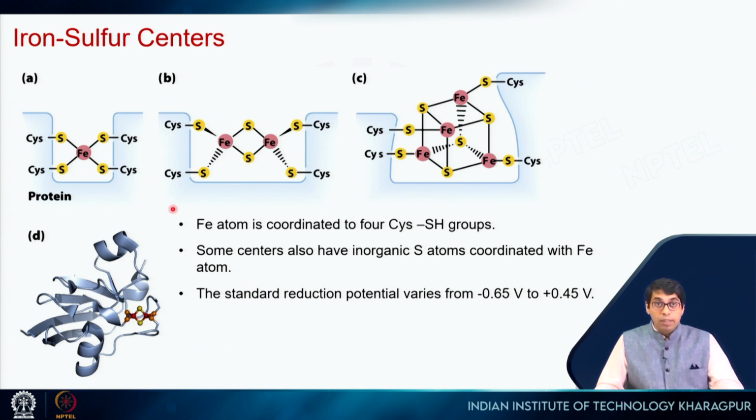So these are examples of iron sulfur centers. We have already seen something like this. This is a more complex iron sulfur center, but it can also exist in simpler forms. Iron is coordinated by cysteines or inorganic sulfurs. The standard reduction potential of these iron sulfur centers varies from minus 0.65 volts to plus 0.45 volts. It will also depend on the environment that is provided by the enzyme.